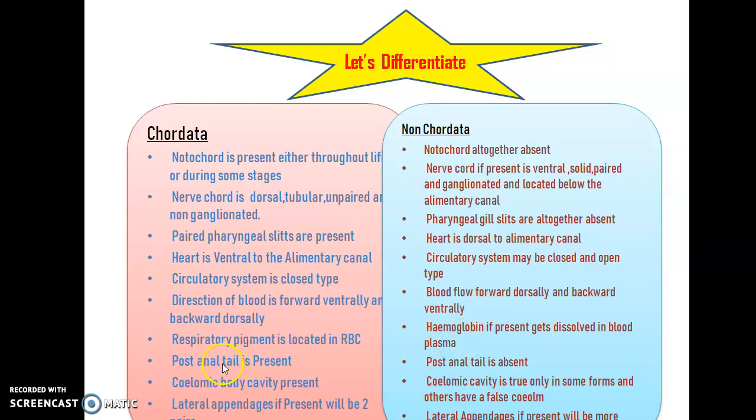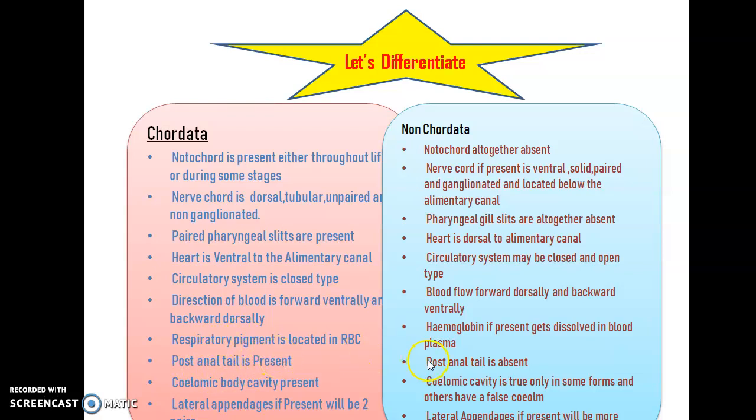Then the other character is called the postanal tail. The postanal tail is present in chordates. For example, birds, reptiles, mammals, etc. they possess a tail.